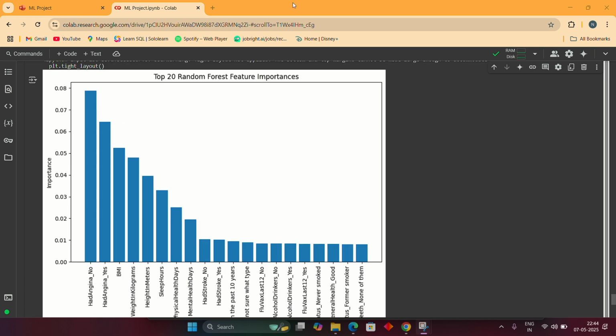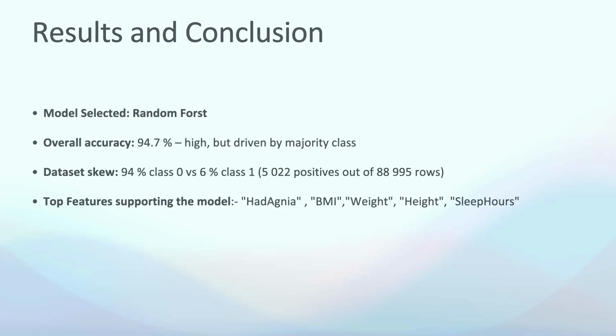Now moving on to final results and conclusion. The model we selected was random forest. The overall accuracy was 94.7%, high but majorly driven by the majority class. As our data set was skewed, 94% was class 0, we had about 88,000 rows of class 0, and 6%, about 5,000, of positive class. This makes the data set highly imbalanced, and our model is not that good at guessing the other class. The top features supporting the model are had angina, BMI, weight, height, and sleep hours.